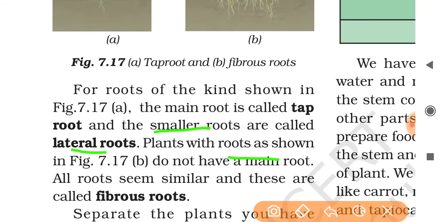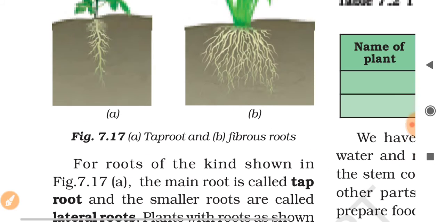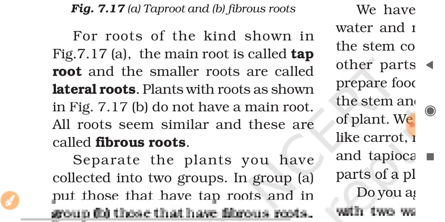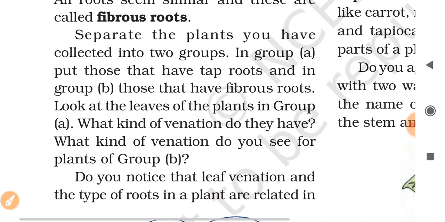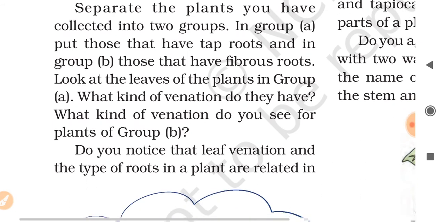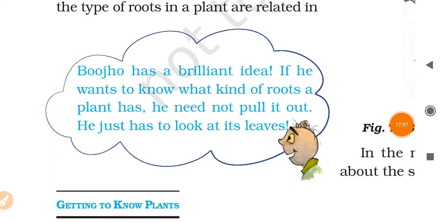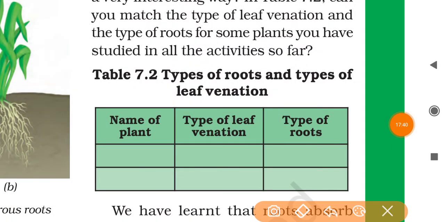Plants with roots as shown in figure 7.17 do not have a main root. All roots seem similar, and these are called fibrous roots. So you can now understand what are the taproot and what are the fibrous root. Okay, you have to separate the plants on the basis of their leaves and roots. On table 7.2, first you have to write the name of the plant which you collect and the leaf venation, which type of venation is found in that plant, reticulate or parallel.